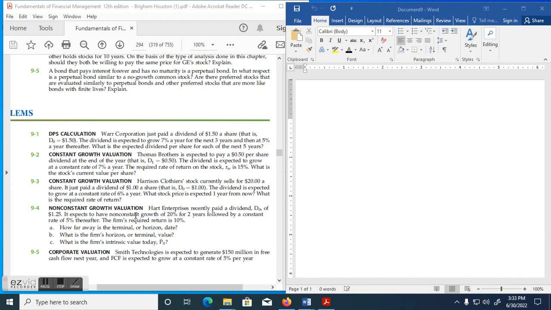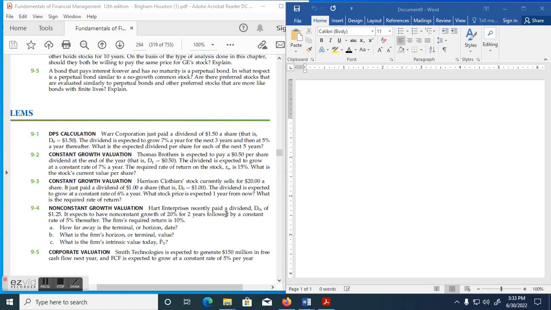So what we're going to do is continue using Brigham and Houston's Fundamentals of Financial Management as a foundation, and we're going to look towards their question 9-4, that's right over here, to understand the basic situation that we want to solve for non-constant growth valuation.